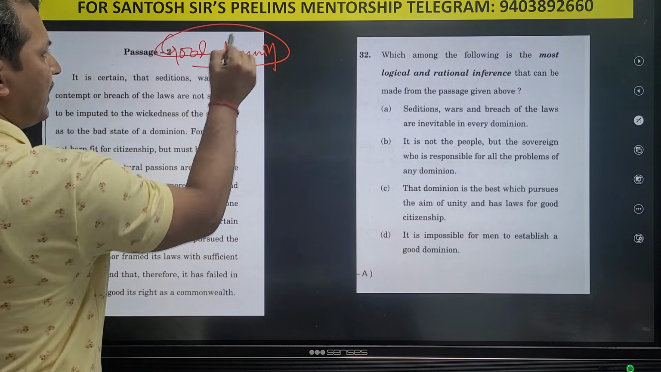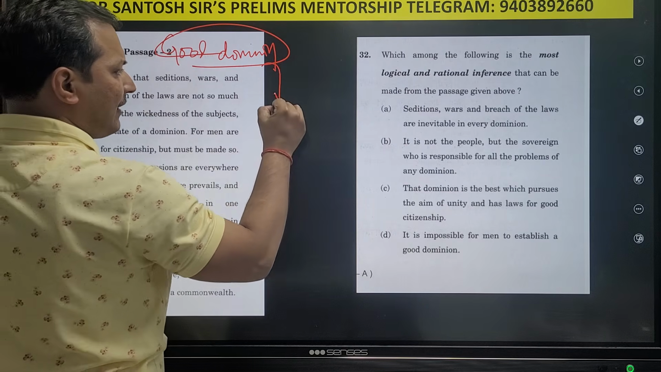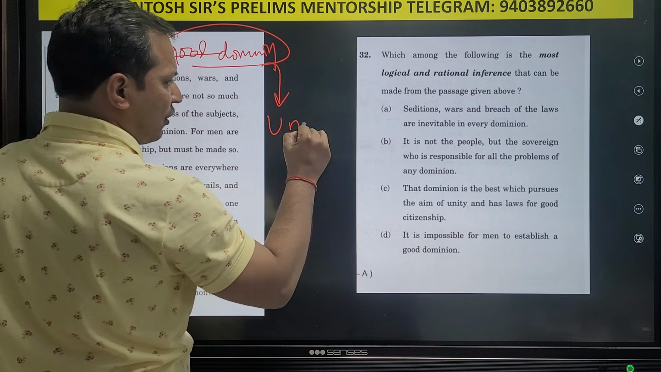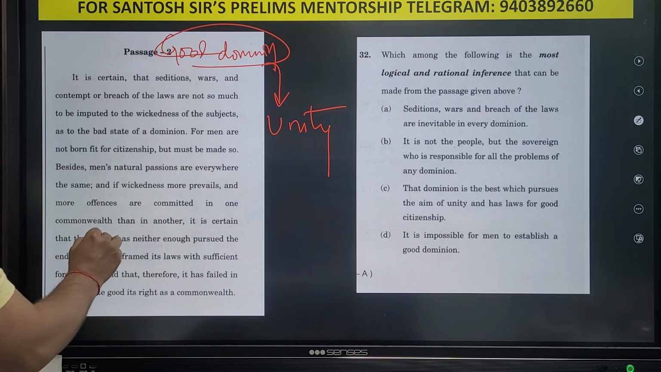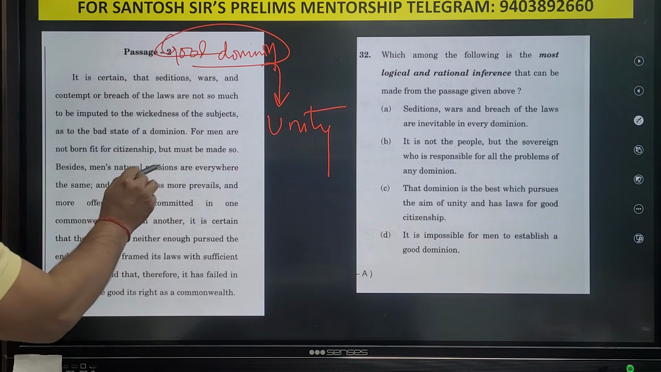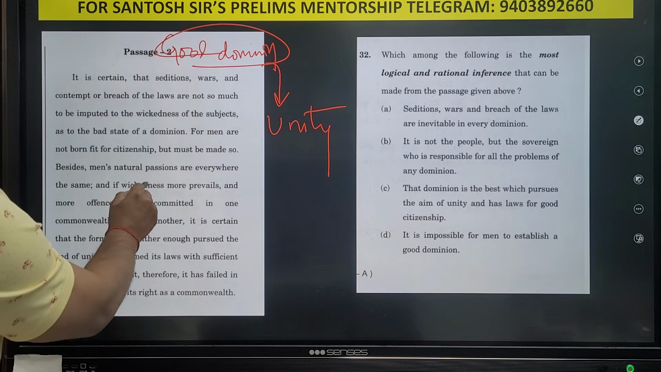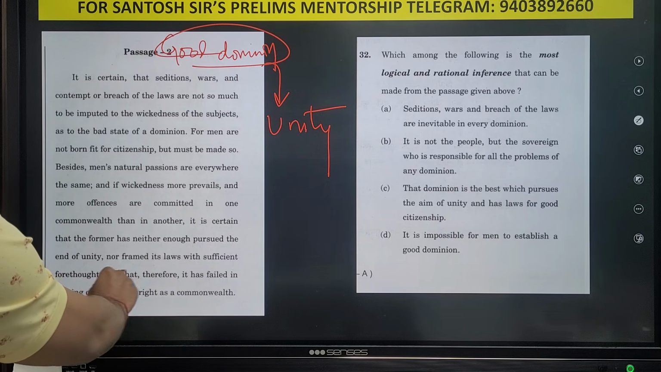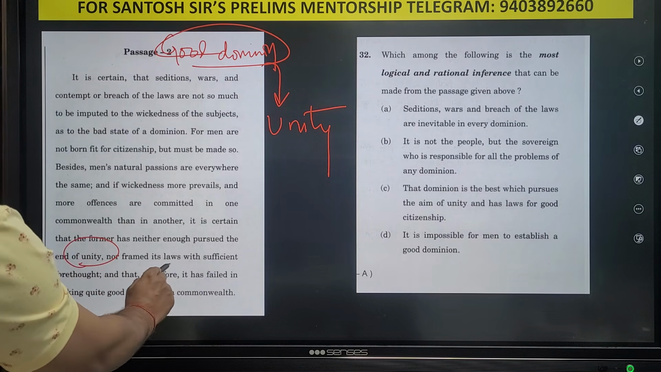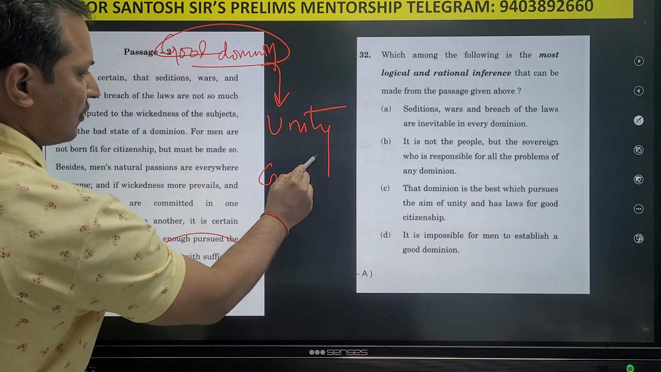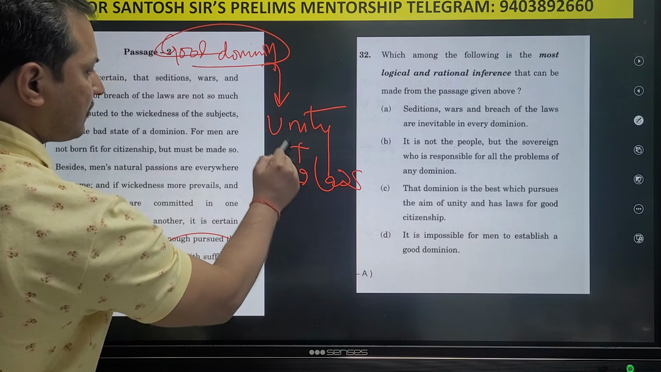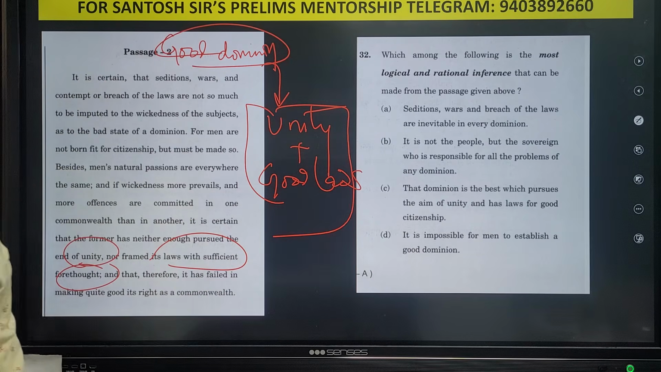And the good dominion, as per the passage, is that dominion which focuses on unity. You can see it focuses on unity. Where is this? Unity and laws made with forethought means good laws. This is a good dominion.